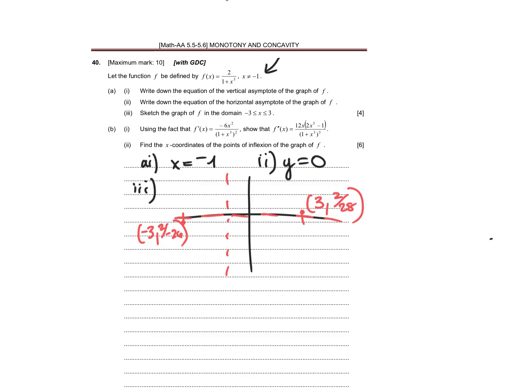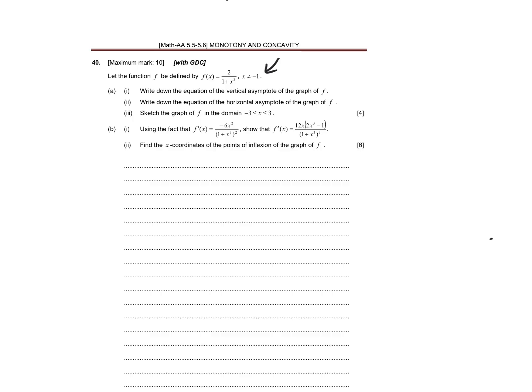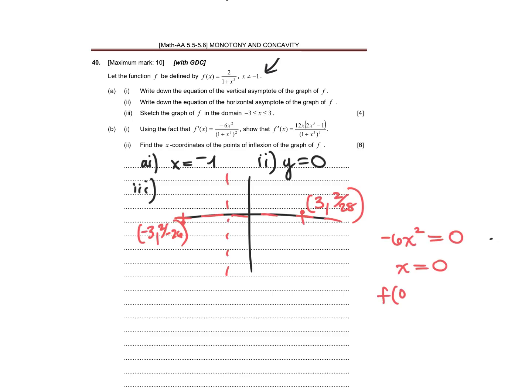Now, if they give us the first derivative in part B, if we set that equal to 0 and cross multiply by the denominator, we're just going to have negative 6x squared equals 0. So we know there is a stationary point at 0. You can see on the graph it's a stationary point. So if we sub it in, we get 2, and that's our y-intercept. And then let's just go ahead and show our second derivative.